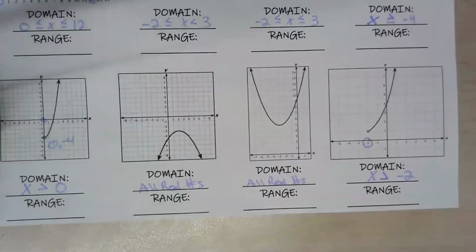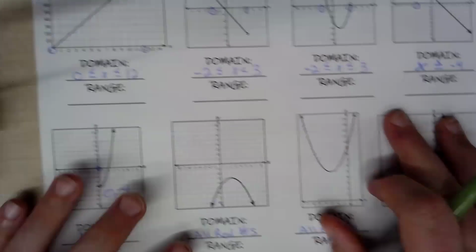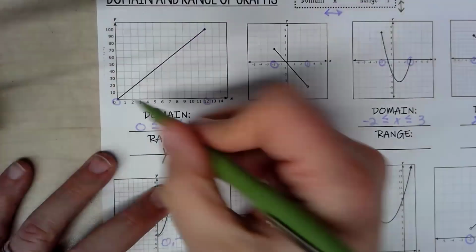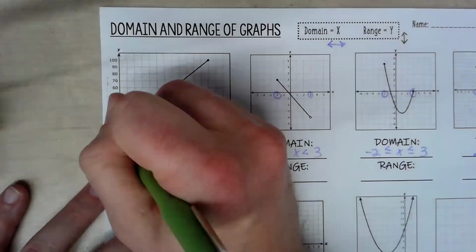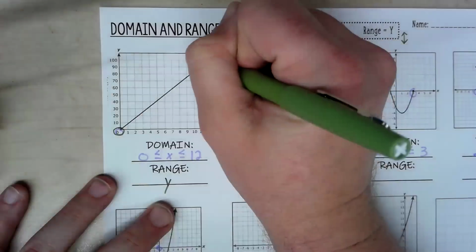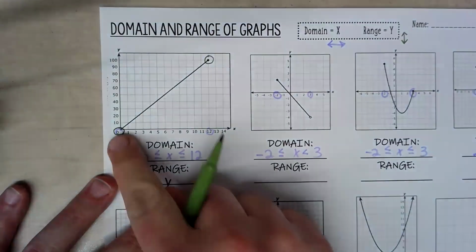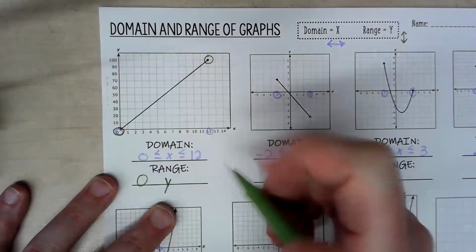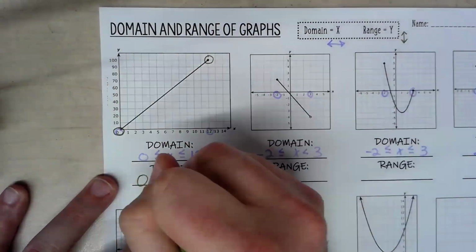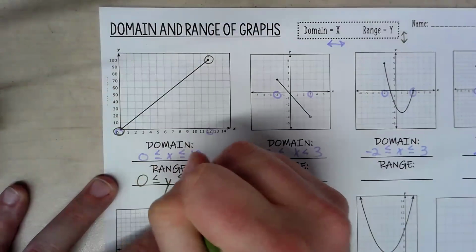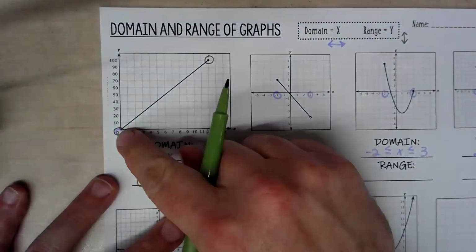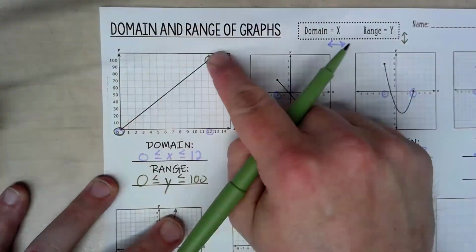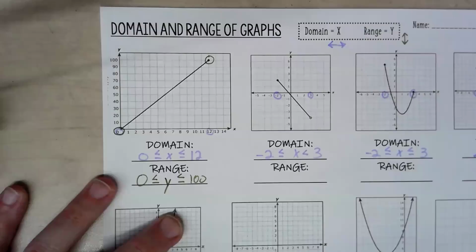Okay. So let's go back and talk about our range. Well, range is all my Y values. And this one again, I have 2 points. I have a lowest point and a highest point. My lowest point has a Y number of 0, and at my highest point, its Y number is 100. They're closed circles, so it's or equal to. All my Y's are between 0 and 100. It's never above 100, and it's never below 0. All the numbers between those two values.